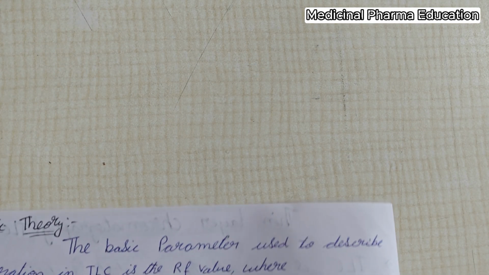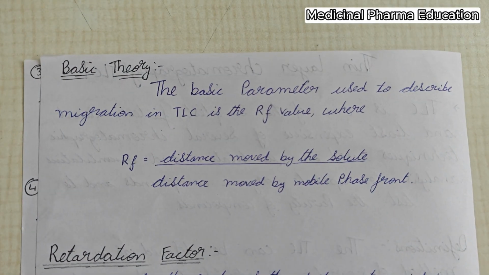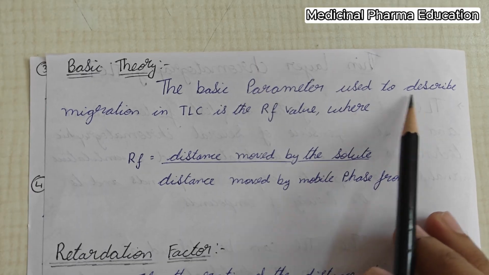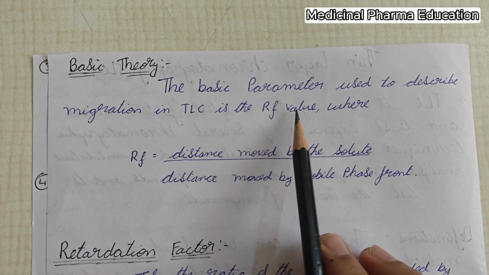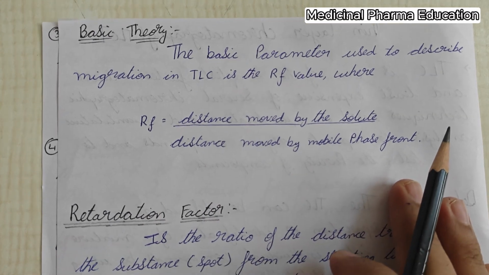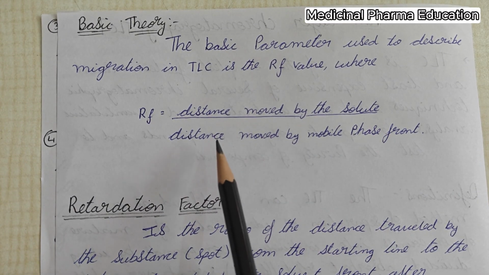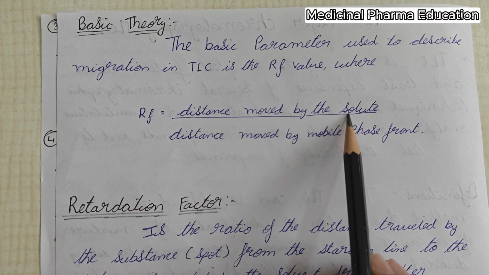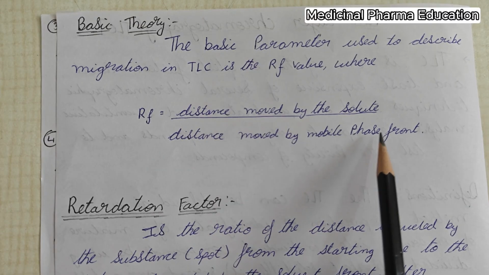We call it the solvent front, right? That's the same thing. The basic theory, we'll discuss the theory. The basic parameter used to describe the migration in TLC is the RF value. RF means we find out the distance traveled by the solute and the solvent. See, it is the distance moved by the solute divided by the distance moved by the mobile phase front.